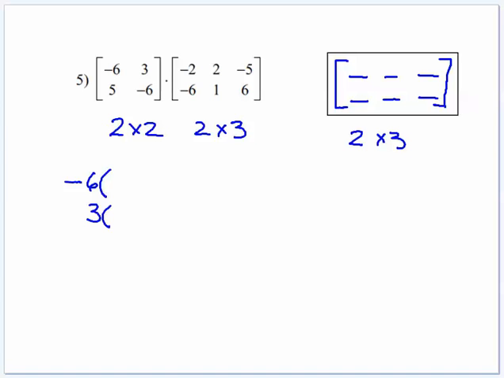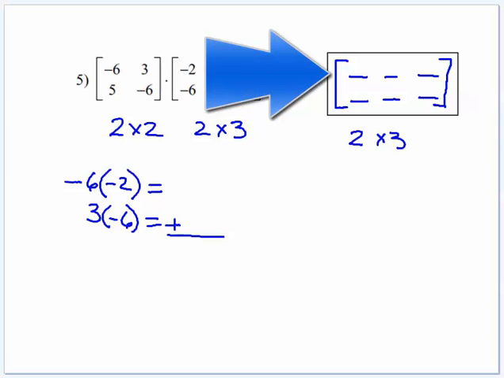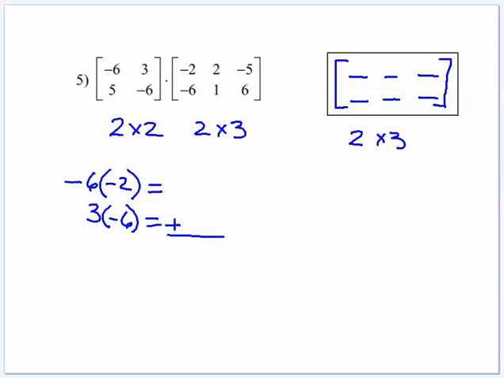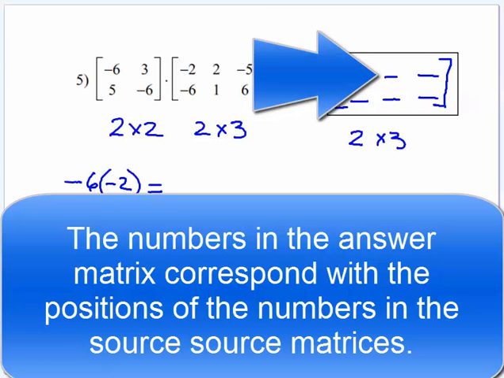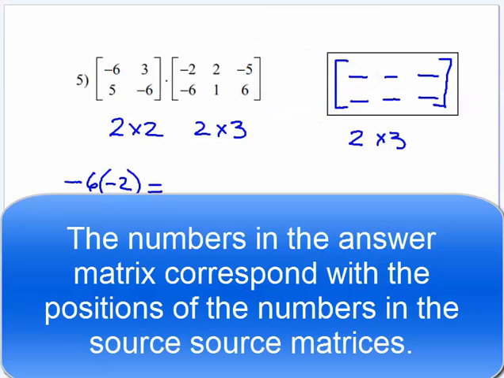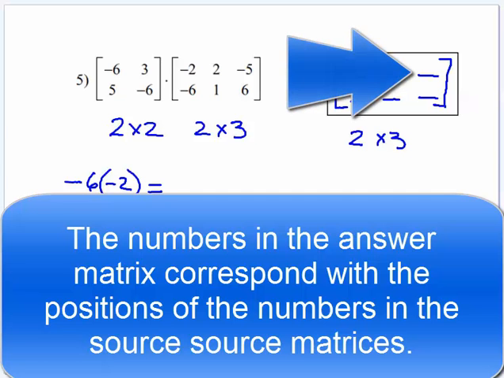Now we need to apply it to the -2 and the -6. Just like that, we're going to multiply each, and then add the products and form a number here that'll go in the first position in our answer matrix. Row 1, column 1. Row 1 with column 2, the answer goes to row 1, column 2. Row 1 with column 3, the answer goes to row 1, column 3.